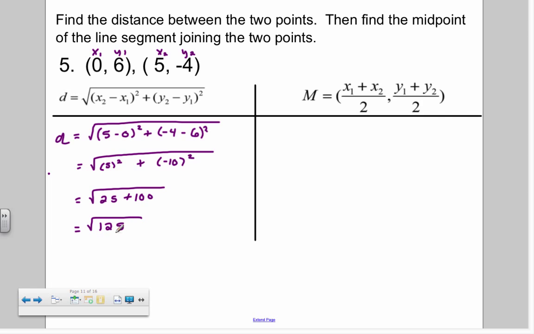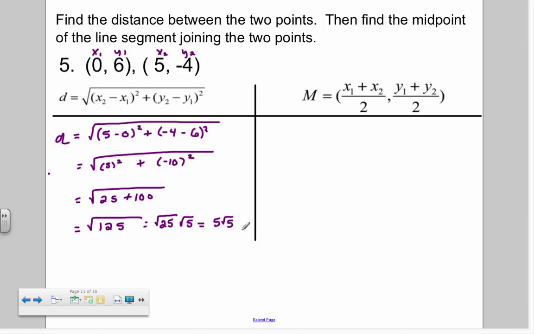Now I want to be able to simplify this as much as possible, so I'm going to try to think of a factor of 125 that's a perfect square. Well, 25 is a factor of 125. 25 times 5 gives me 125. And if I simplify my perfect square, I would get 5 square root of 5. So the distance between point 0, 6 and 5, negative 4 is 5 square root of 5.